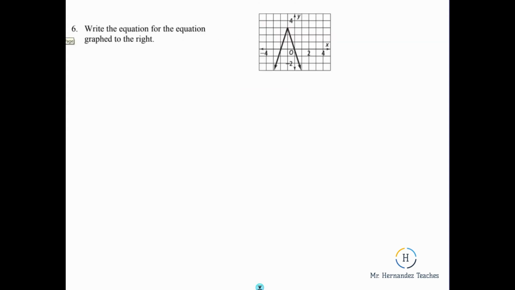Our next problem. Let's look at number 6. Write the equation for the graph to the right. So this is an absolute value, so I know I'm going to have the absolute value of something. Well, this is my origin. We want to move it 1 to the left and 1, 2, 3 up. So 1 left and 3 up. And I also want to take a look at the slope. So it goes down 1, 2, 3 over 1. So I have a slope of -3.